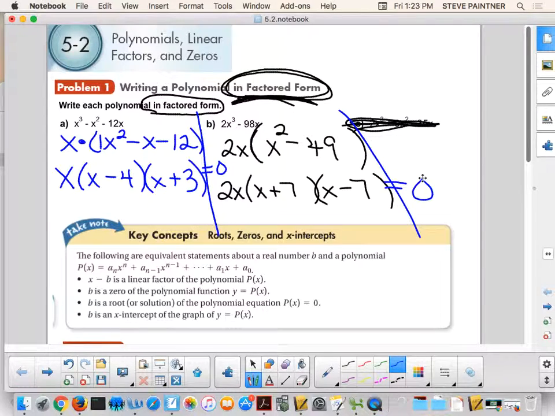Isaac, what do you got? X equals 4. Okay, that's one of them. And x equals negative 3. Okay, and how about that one? Anything? X equals 0. Yes. Okay, x equals 0, x equals 4, x equals negative 3. These are what? What do we call these? Solutions. There's another name for them.